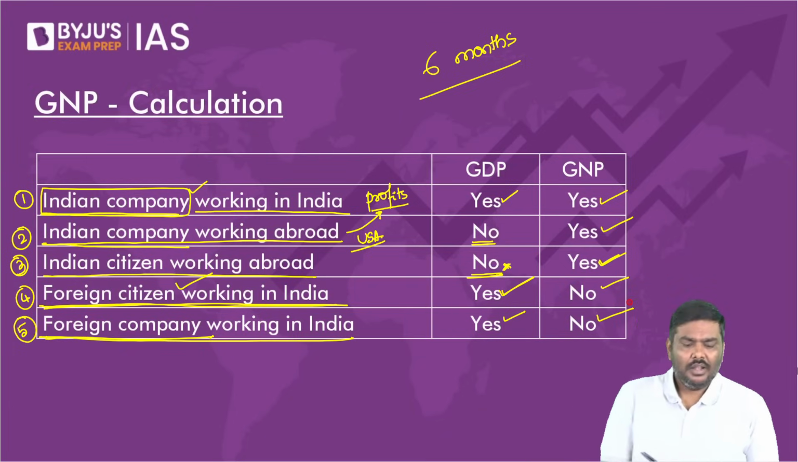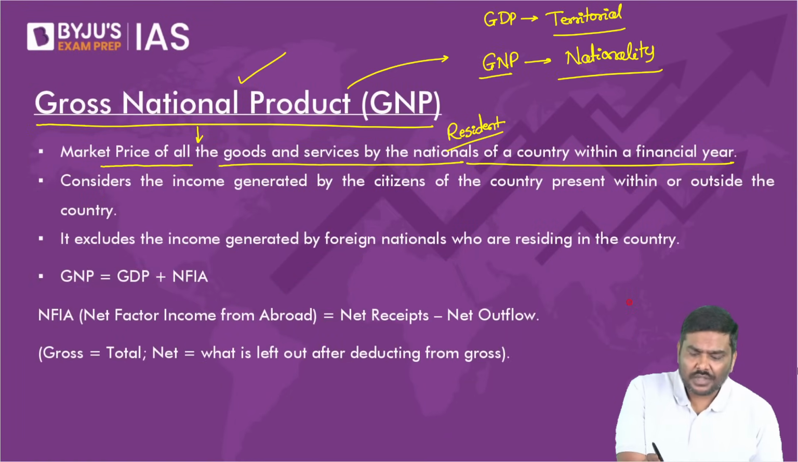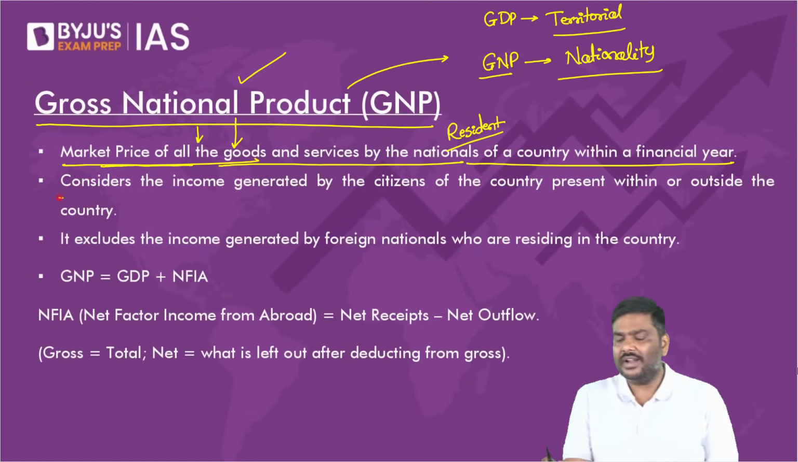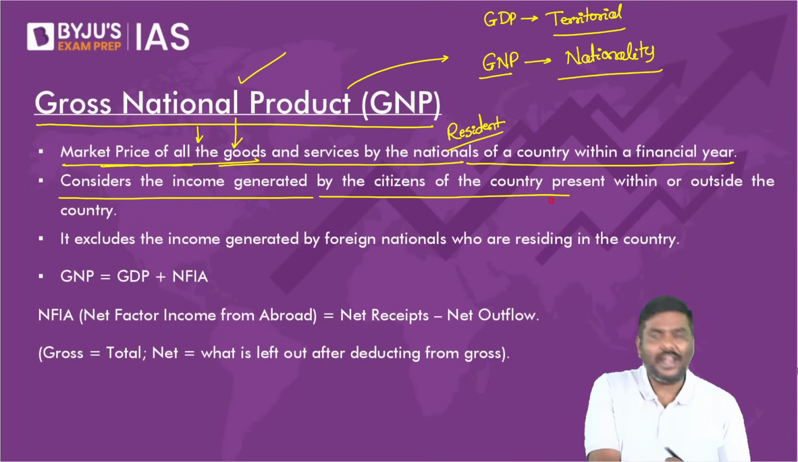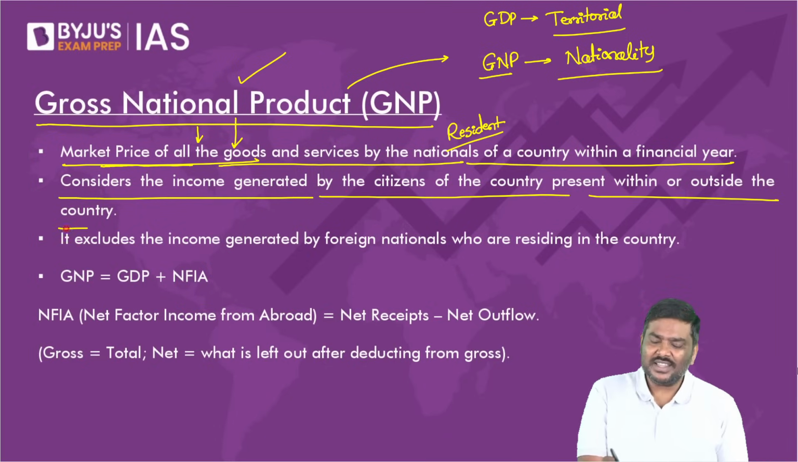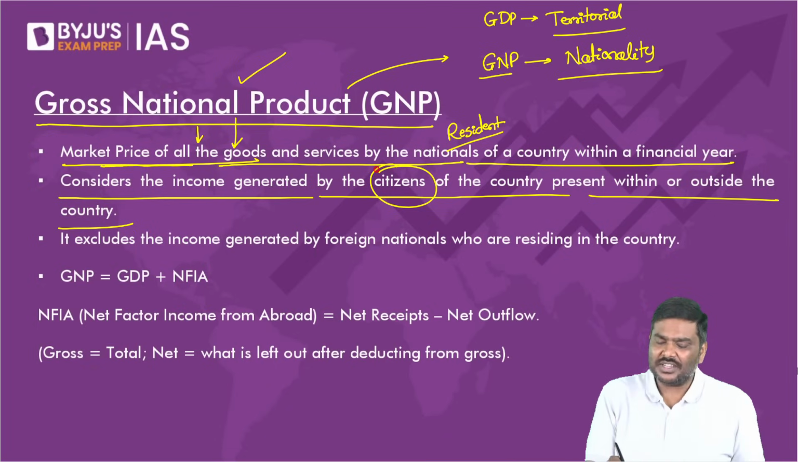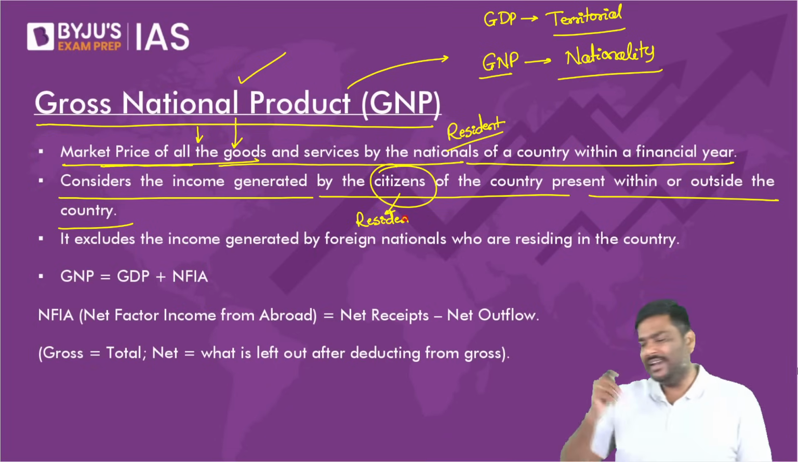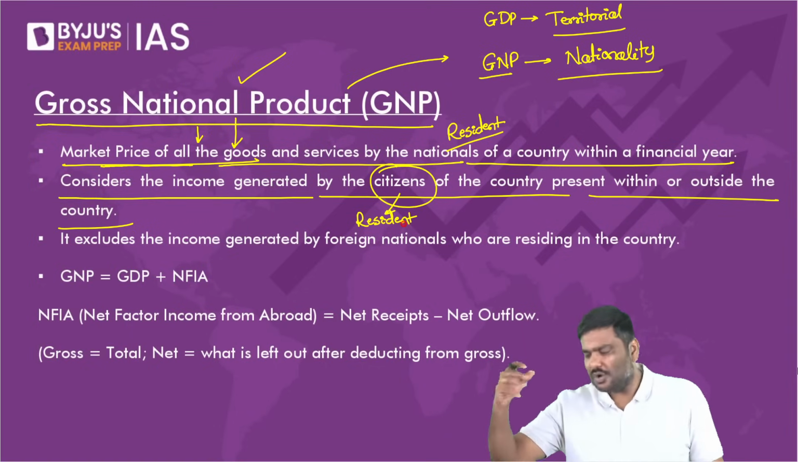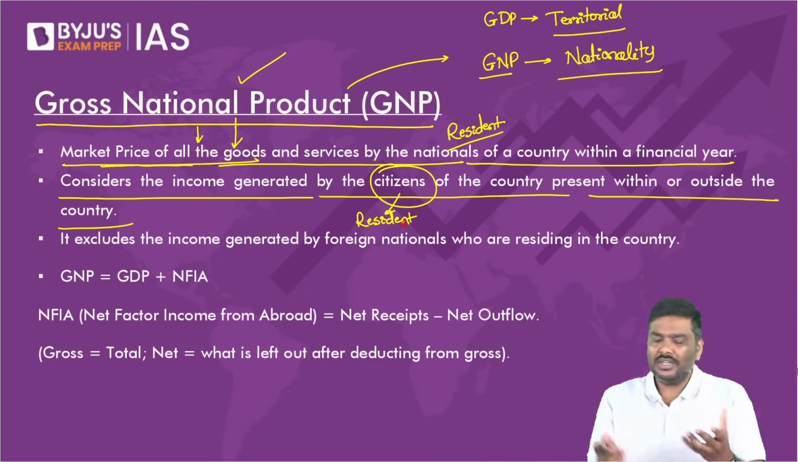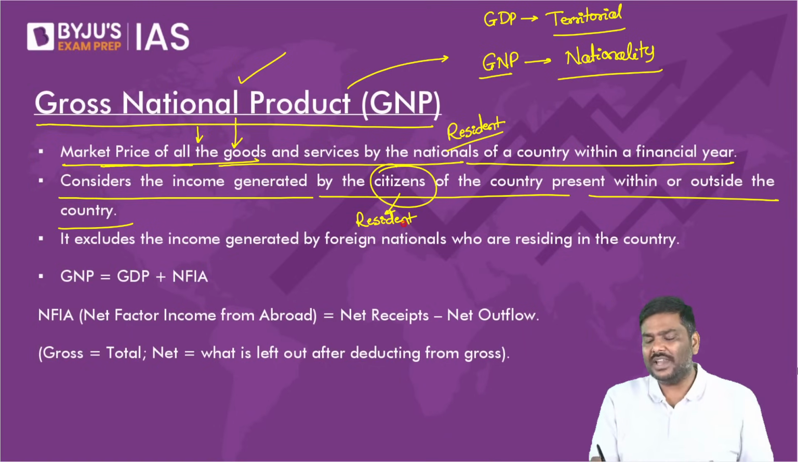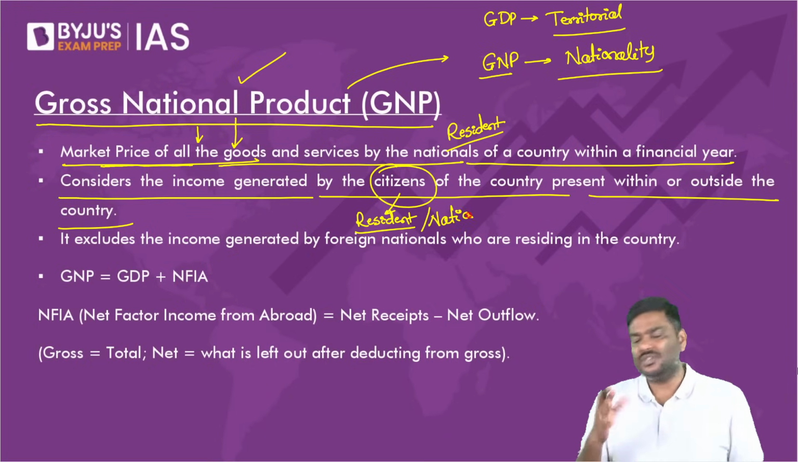Now, this is basically gross national product. It considers the income generated by the citizens of a country present within or outside the country. And when I say citizens here, look at it in a broader way. Rather than citizens, they will write residents. Resident simply means it could be a company, an individual, a household, etc. So resident is a broader term. Usually they will use the term resident or even nationals, of a country, whether they are living within India or outside India.